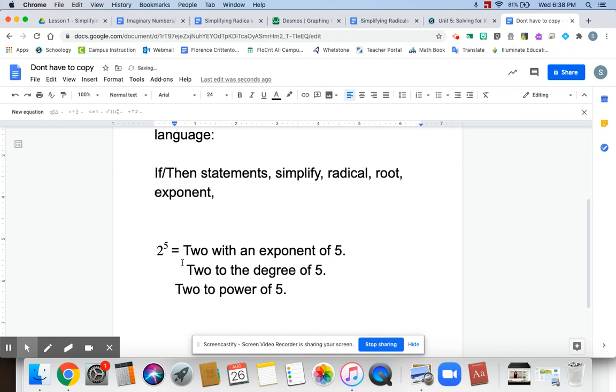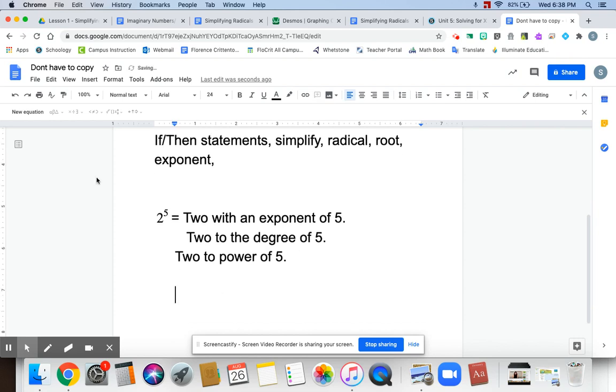So when it was a squared, I could have also said 2 to the power of 2. So there's 3 ways to say any of them. You can say with an exponent of, to the degree of, or to the power of. And it all means the same thing. But there's a couple really special ones.